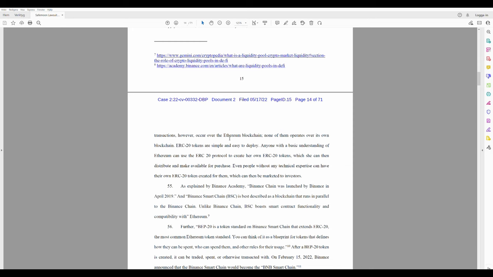to investors. As explained by Binance Academy, Binance Chain was launched by Binance in April 2019, and Binance Smart Chain, BSC, is best described as a blockchain that runs in parallel to the Binance Chain. Unlike Binance Chain, BSC boasts smart contract functionality and compatibility with Ethereum.